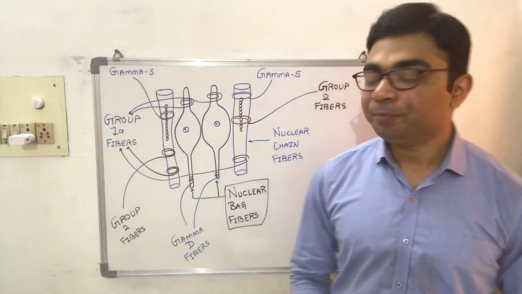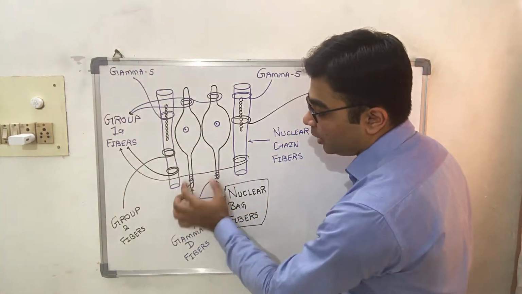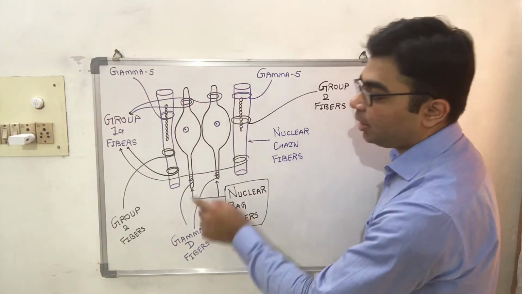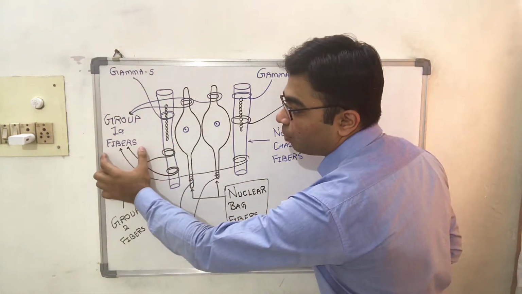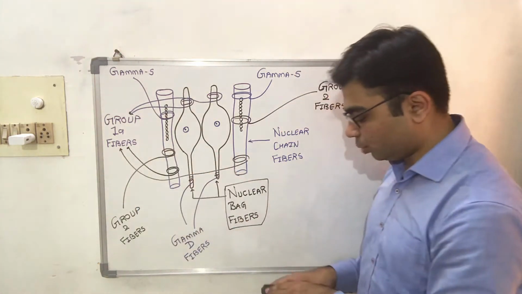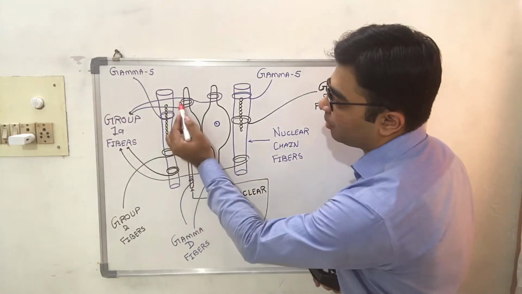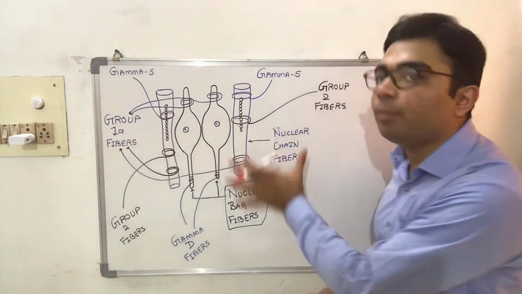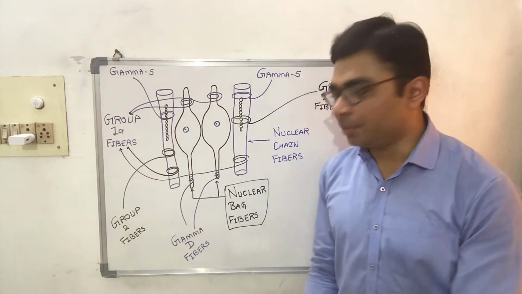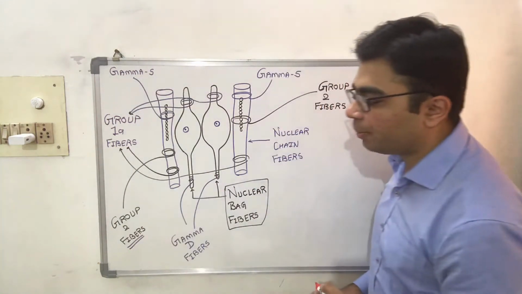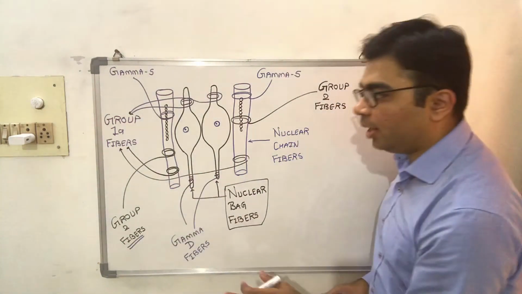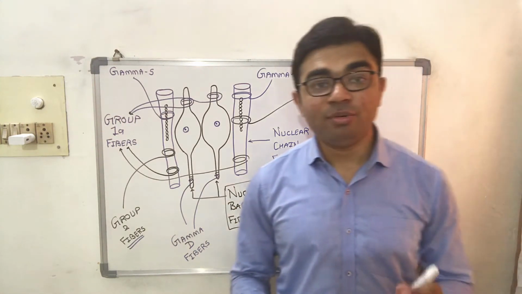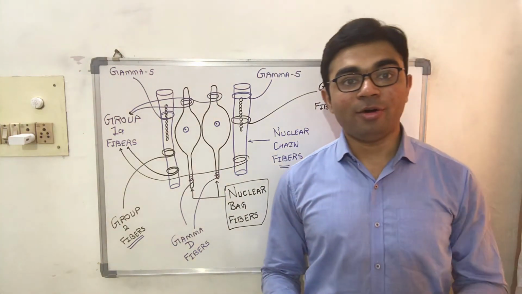For sensory, both the nuclear bag fibers as well as the nuclear chain fibers have sensory fibers known as group 1A fibers, which are common for both. Next are the group 2 fibers. They are also sensory, but they carry sensation only from the nuclear chain fibers. That was all about the sensory innervation of intrafusal fibers.